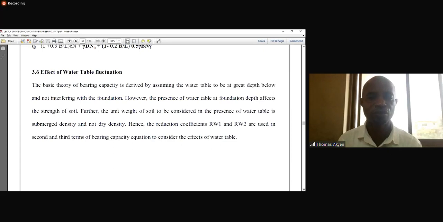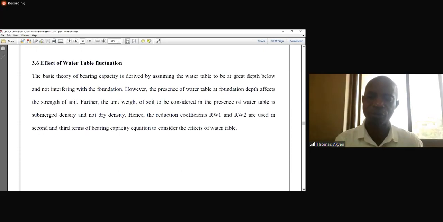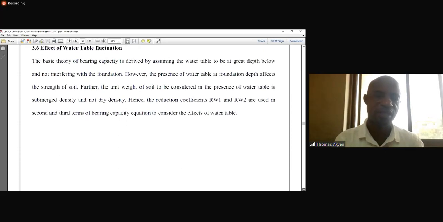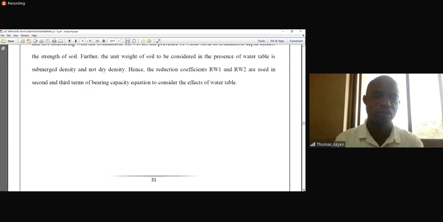Further, the unit weight of soil to be considered in the presence of the water table is the submerged density and not the dry density. Hence the reduction coefficients Rw1 and Rw2 are applied in the second and third terms of the bearing capacity equation to consider the effect of the water table.